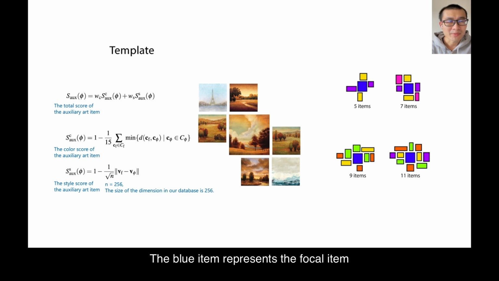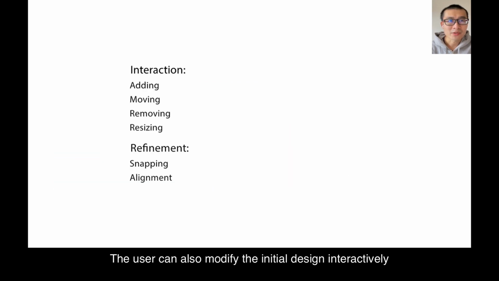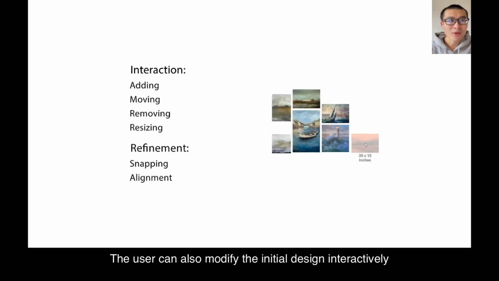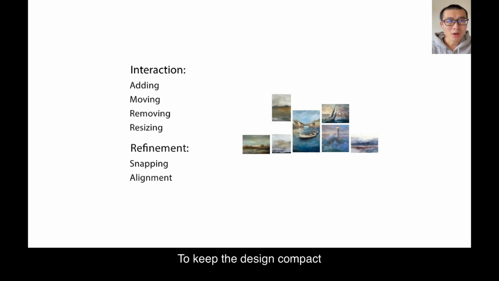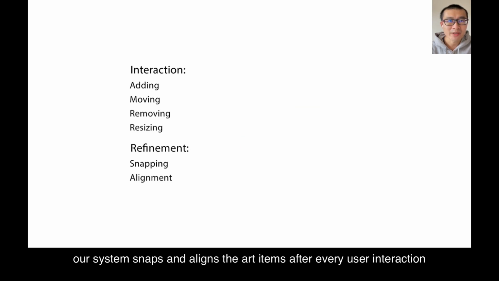The blue item represents the focal item. The colored items represent the groups of 2 or 3 auxiliary items. Our tool automatically adds a group of 2 or 3 auxiliary items, which are compatible with the focal item, to the current design. A group of auxiliary items are symmetric about the focal item. The user can also modify the initial design interactively. To keep the design compact, our system snaps and aligns the art items after every user interaction.